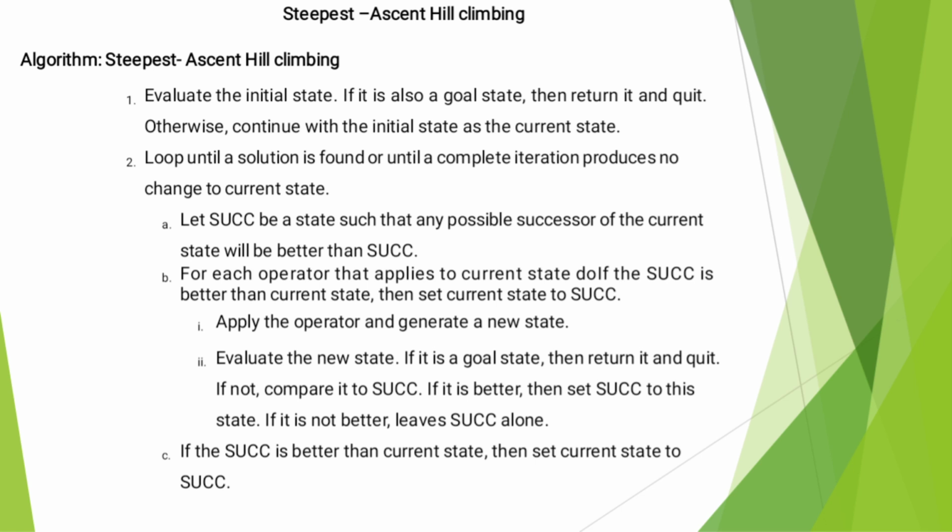Then the next one is steepest ascent hill climbing. In this algorithm, first evaluate the initial state. If it is also a goal state, then return it and quit. Otherwise, continue with the initial state as the current state. Then continue the loop until a solution is found or until a complete iteration produces no change to the current state.